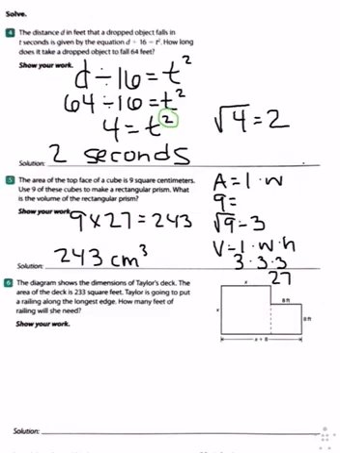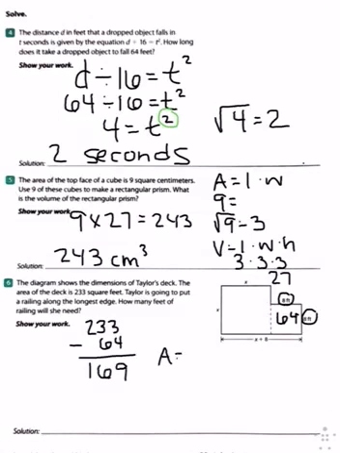Number 6, the diagram shows the dimensions of Taylor's deck. The area of the deck is 233 square feet. Taylor's going to put a railing along the longest edge. How many feet of railing will she need? So this box here where it's 8 and 8, the area here is 64 because 8 times 8 is 64. I'm going to take my total area, 233, minus 64. 233 minus 64 gives me 169.